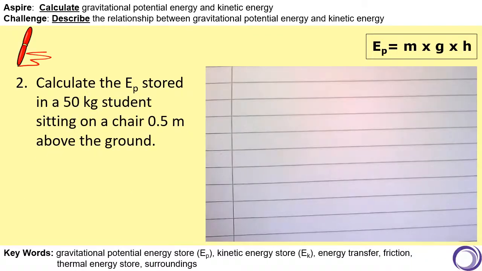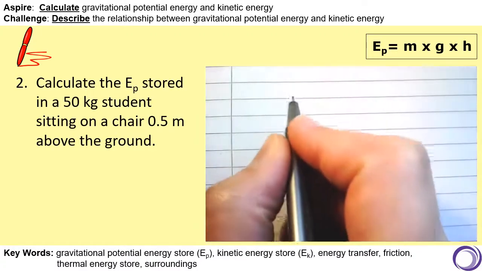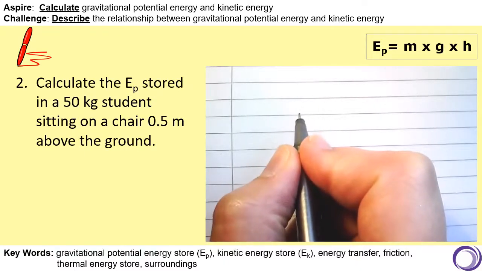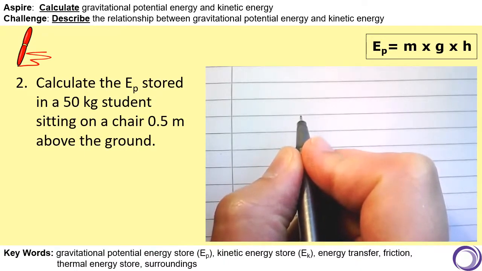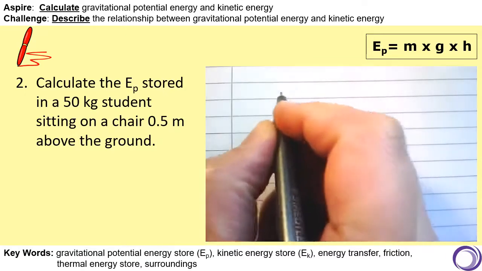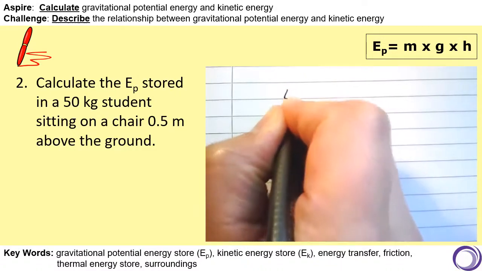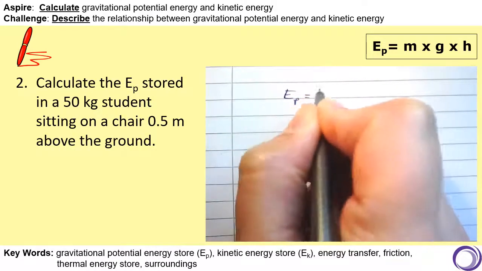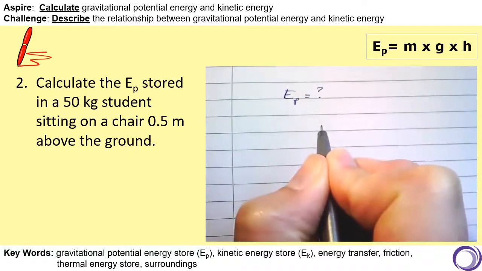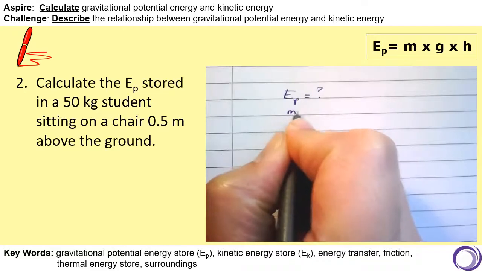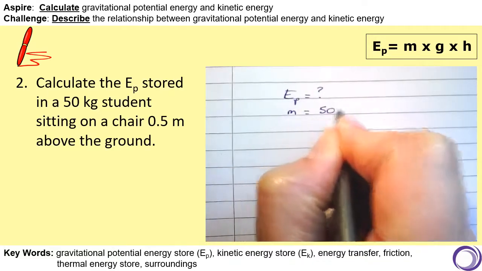So let's have a look at how you got on. Grab your different coloured pen and let's mark this together. So question number 2. Calculate the EP stored in a 50 kilogram student sitting on a chair 0.5 meters above the ground. So let's write down the information that we are given in the question first. So again, EP is our unknown. That's what we're looking for. The 50 kilograms, that's our mass. So the mass is 50 kilograms.